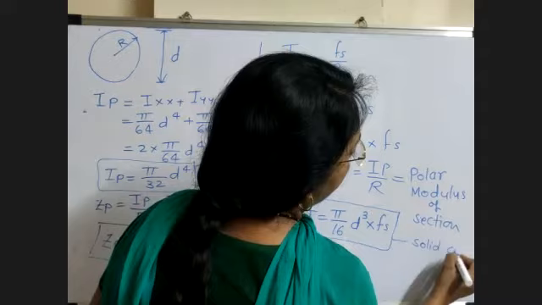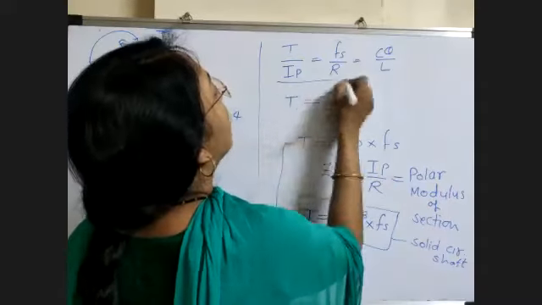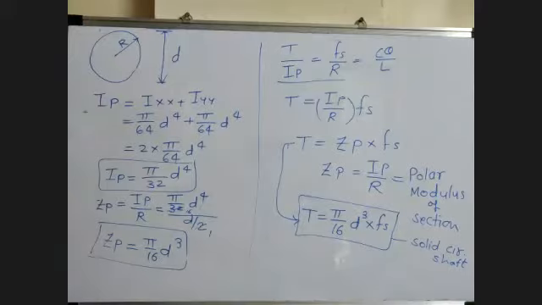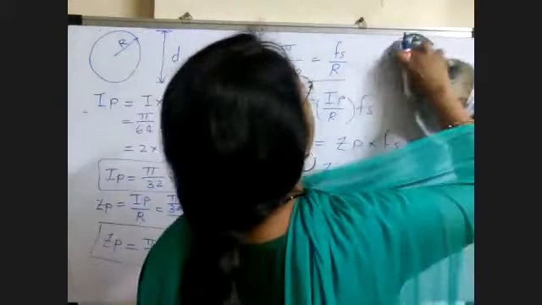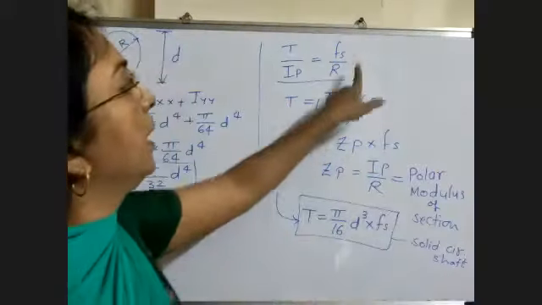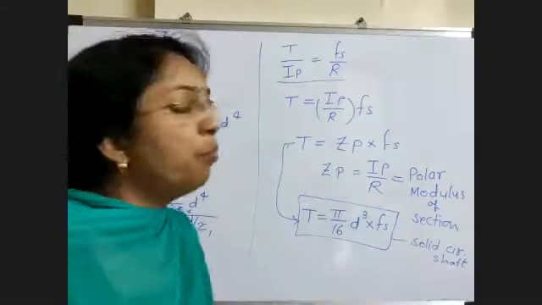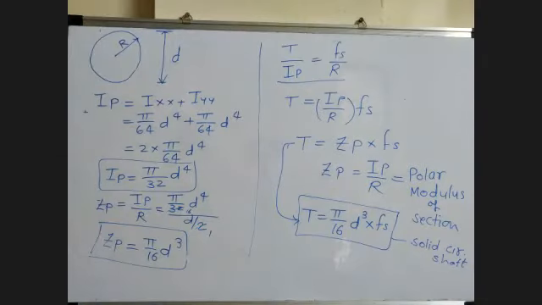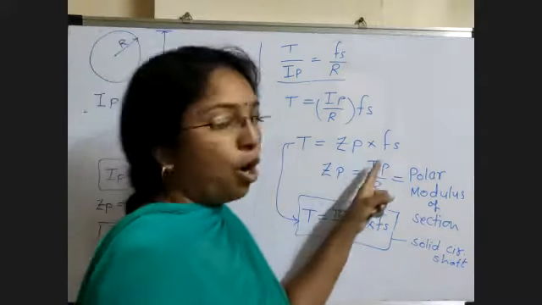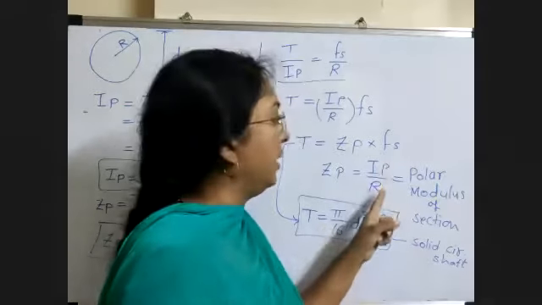Fs upon r is equal to c theta upon l. But we took only this part. So instead of this full, we take this first half part. Then what we did, we took this IP there. So IP upon R. IP upon R is nothing but what? Polar modulus of section. So polar modulus of section is IP upon R. It is the ratio of polar moment of inertia to the radius of shaft.